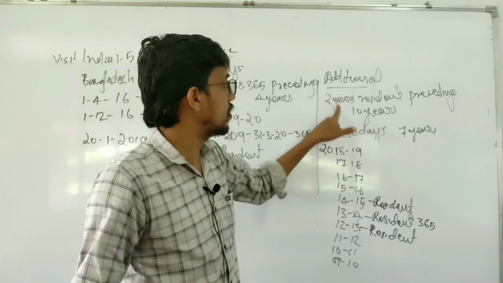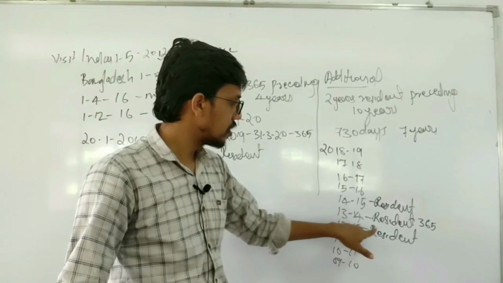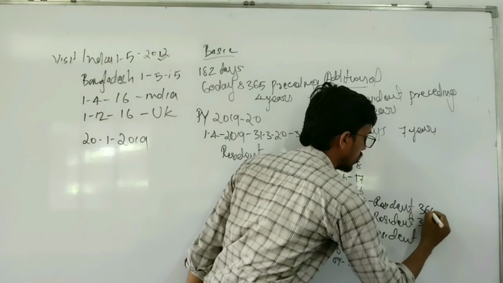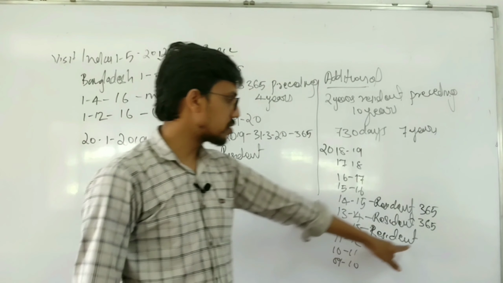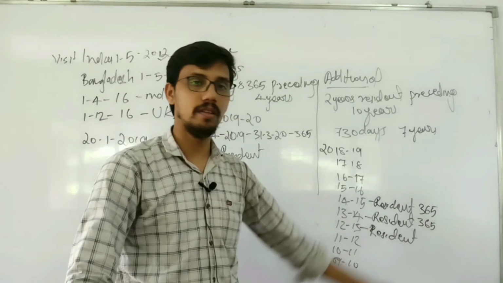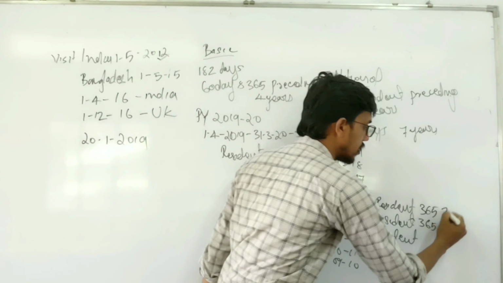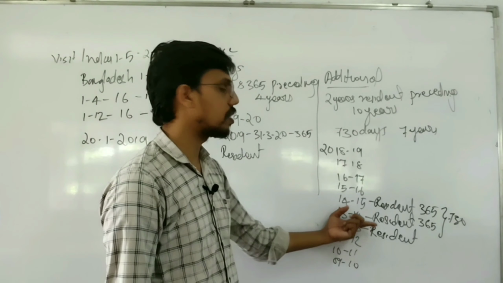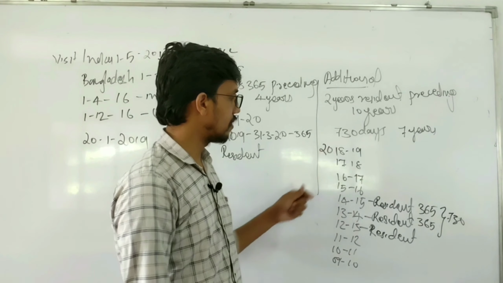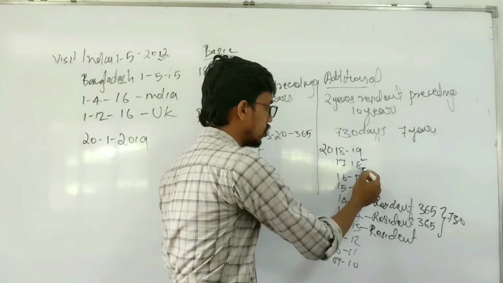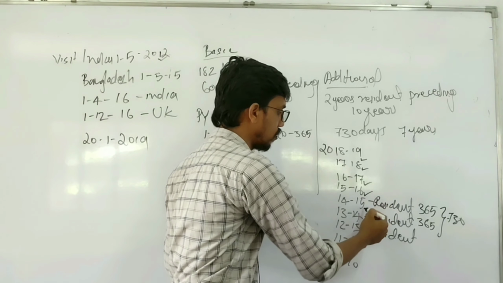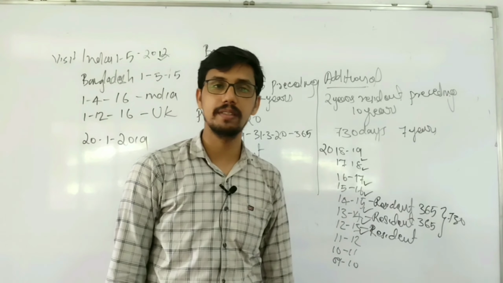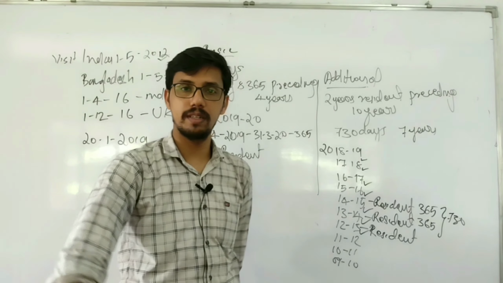Now we can check whether he was staying in India for 730 days. Here he stays in India for 365 days. Here also he stays for 365 days. Here also more than 333 days he may be in India. So he satisfies 730 days also. Now we have to check whether all these years were in the preceding 7 years or not. 1, 2, 3, 4, 5, 6, 7. Out of these preceding 7 years, he was in India for 730 days.